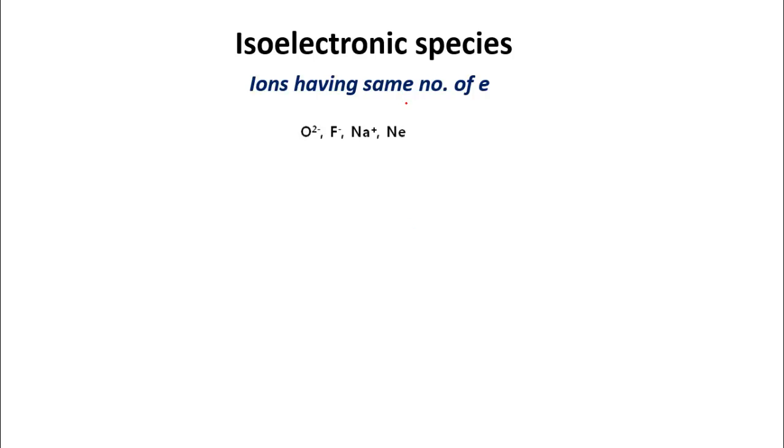Isoelectronic species. What are isoelectronic species? Ions or atoms having the same number of electrons are called isoelectronic. Same number of electrons. Different atoms, different ions, different molecules with the same number of electrons are called isoelectronic.